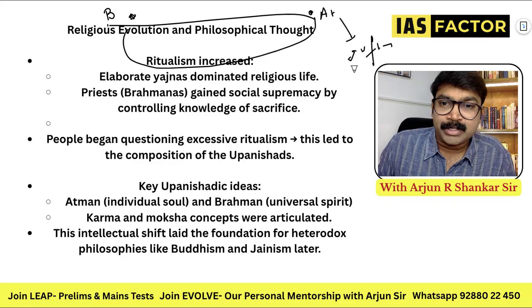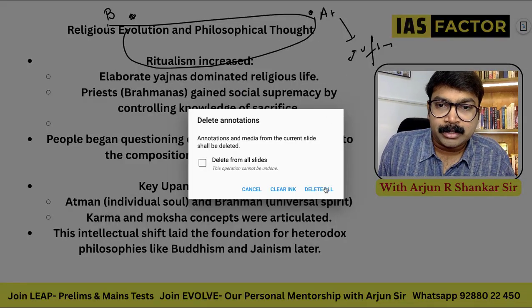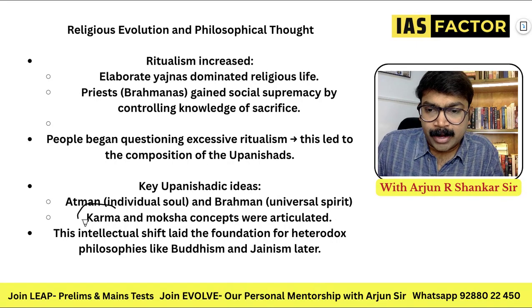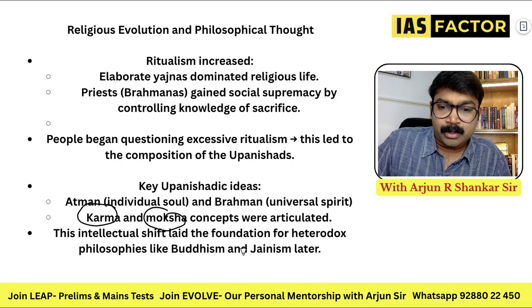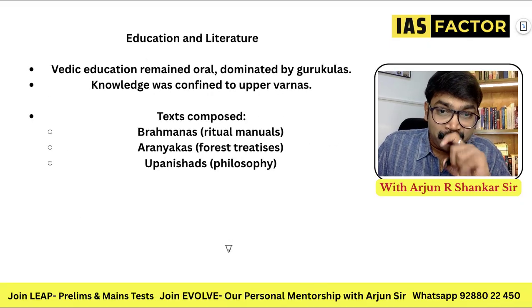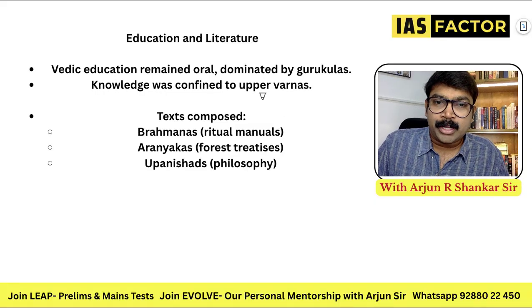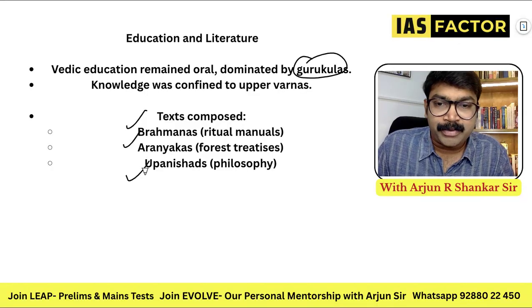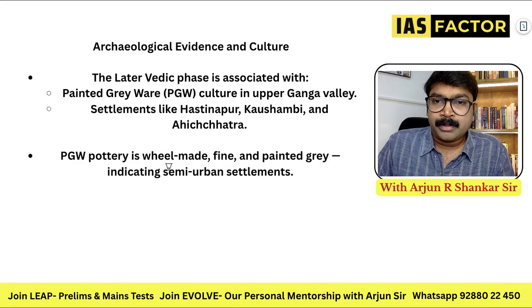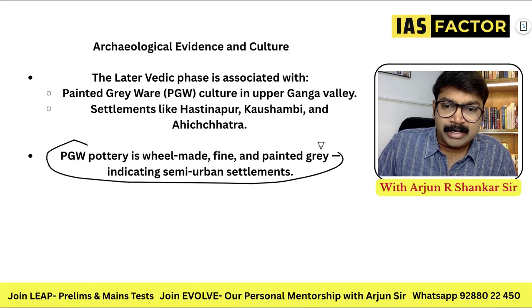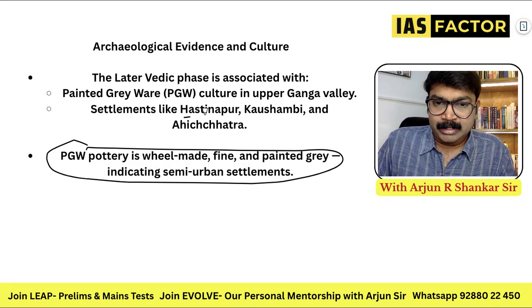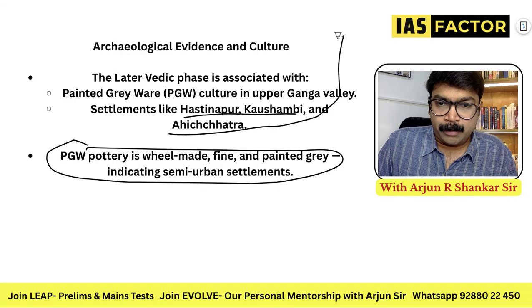What is the concept of Sufism? Please understand. Then the karma and moksha concepts were already coming in, and Buddhism and Jainism were also inspired by all this. Vedic knowledge was dominated by the Gurukula, you know this. So the Samhitas, Brahmanas, rituals, Aranyakas, forest treatises, and Upanishads like philosophy were all new to this. Definitely PGW, Painted Grey Ware, a pottery, can be found in this time. PGW and Hastinapur, Kausambi and Ahichchhatra are all important places regarding this.